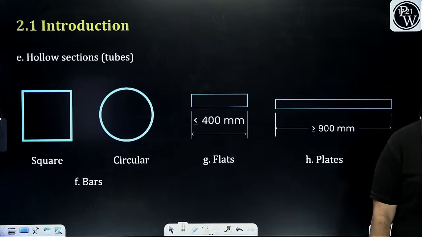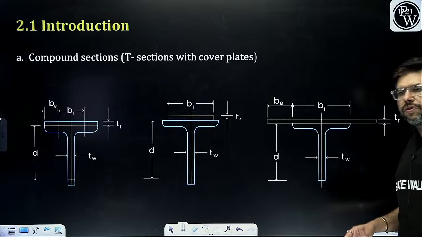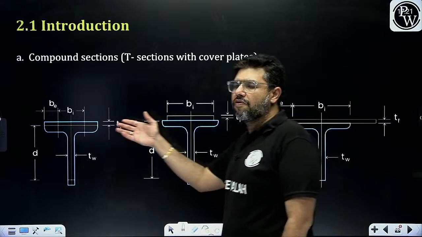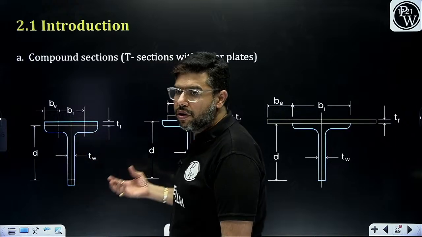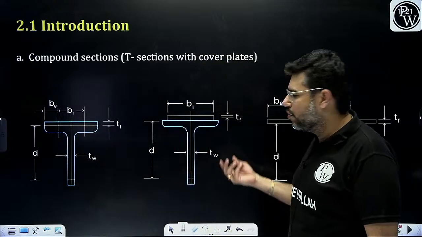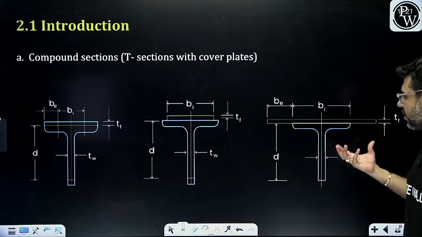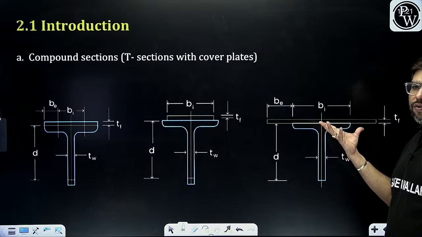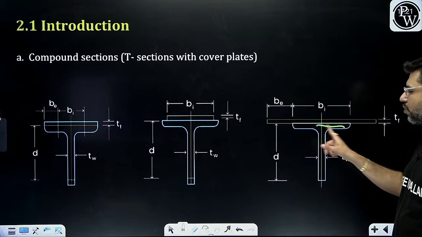Not that important. Now we have compound section, that is built up section. This is a compound section made with the help of a flat or a plate, and the T section. Again, one of the compound section uses T and the flat. Then it is a T section having wide cover plate on the flange. This is known as flange of the T beam.